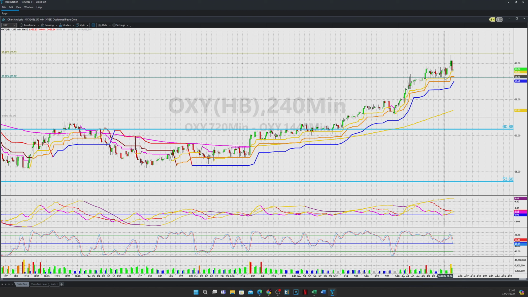But now the 68 is a support area. You can see it almost touched our key Fibonacci level. It didn't touch, you just see it here. Almost touched it, but the 68 is a key level for a retest. So let's see what now.